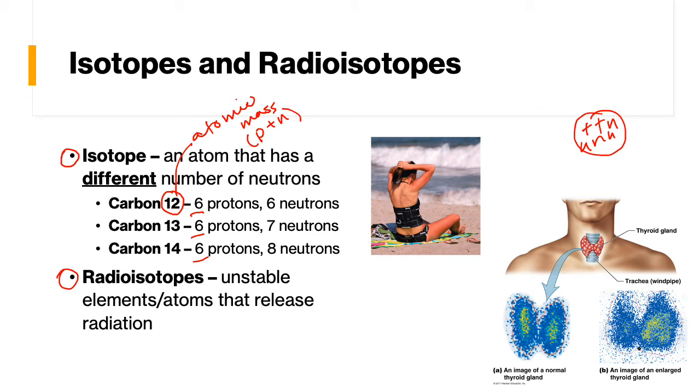So for example, we can look at a person's thyroid gland by giving them, basically they can eat a radioisotope, and that radioisotope can organize itself into the thyroid. We can use that radiation that's being released by those radioisotopes to take an image, and that allows us to measure the size of the thyroid gland. So we can determine if the thyroid is a normal shape, like we see on the left, or an enlarged shape. So radiation in small amounts can be really helpful for science.